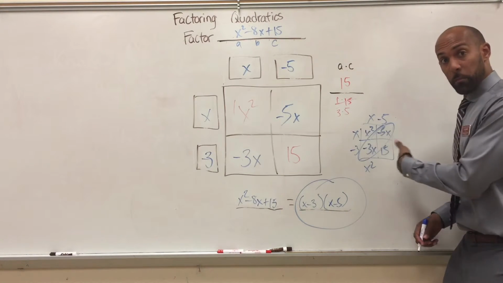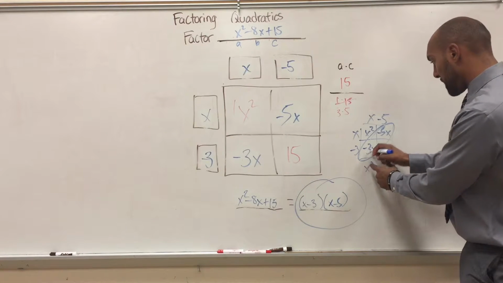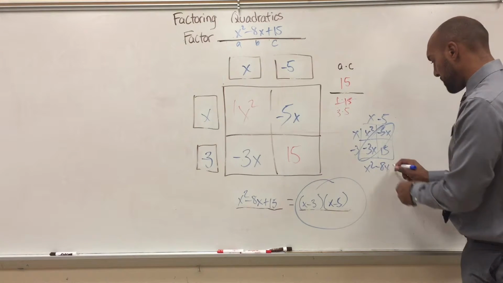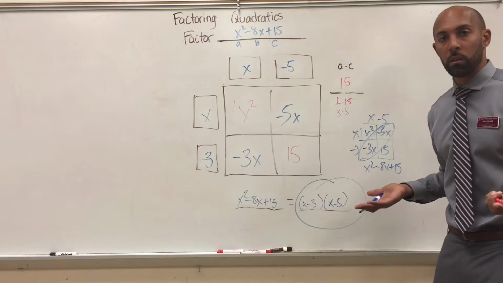See, now I finished the box. Okay, now I'm going to do x squared, then negative 3, negative 5, negative 8x, and 15. Hey, that works, that's equal. So you know you're right.